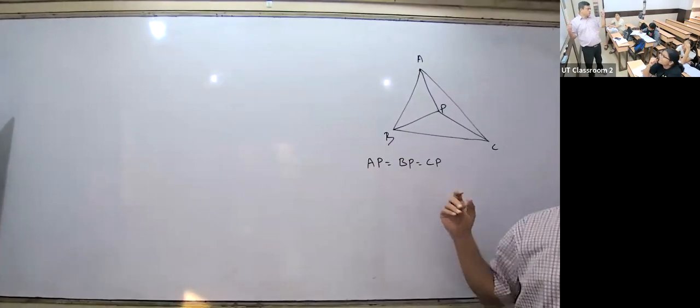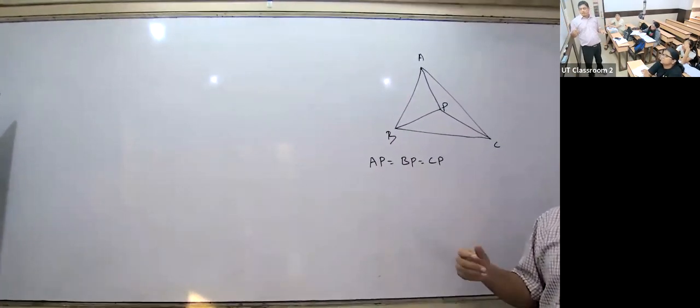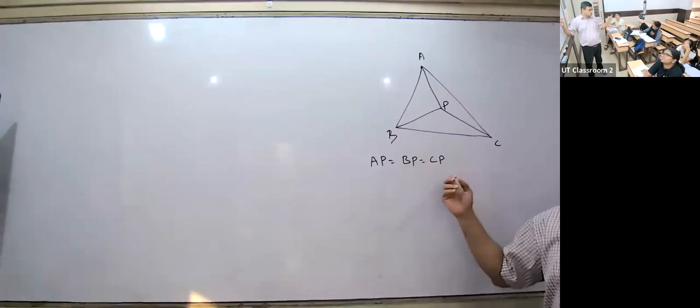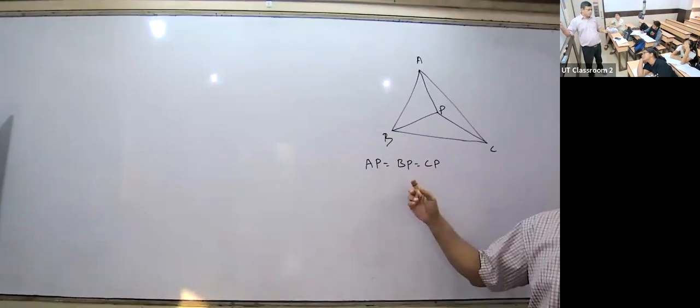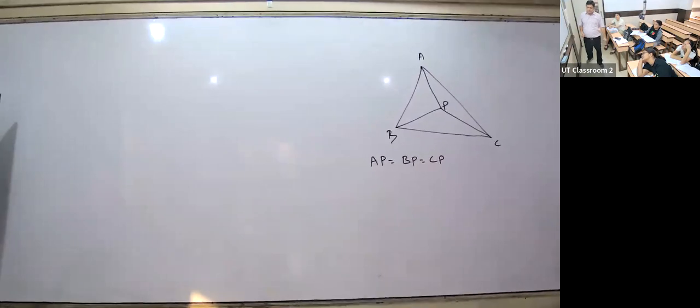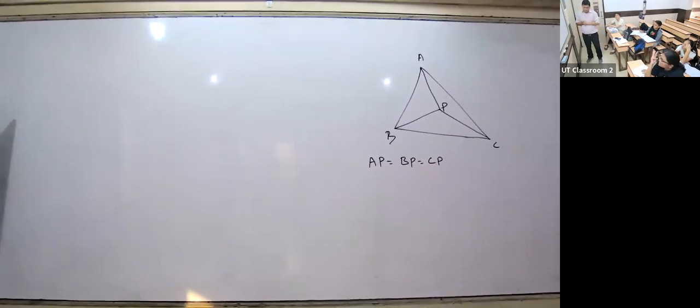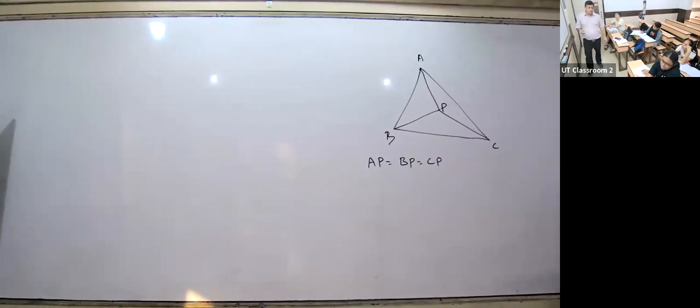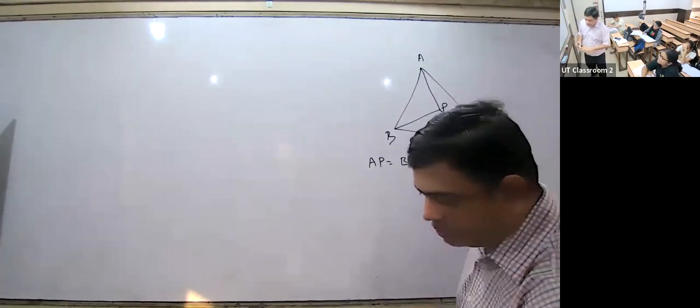Which are three conditions? AP is equal to BP, one condition. Second condition, AP is equal to CP. Third condition, BP is equal to CP. So how many conditions you got? Three conditions. Now, here the vertices, listen carefully. What are the vertices of the triangle given?